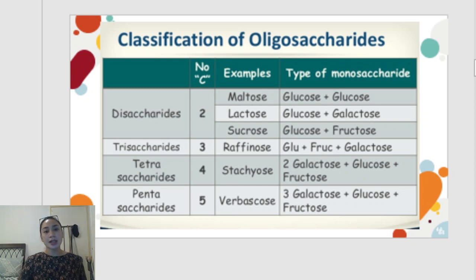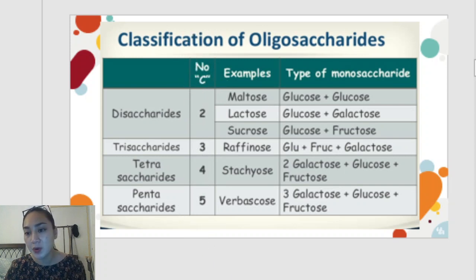industries. So, for example, as we discussed earlier, the 3 major types of monosaccharides are glucose, fructose, and galactose. Now, we will talk about oligosaccharides. Here in oligosaccharides, we have many types. We have disaccharide, trisaccharide, tetra, penta.